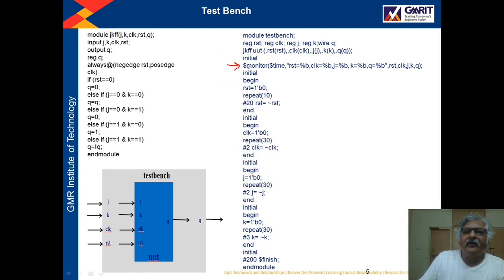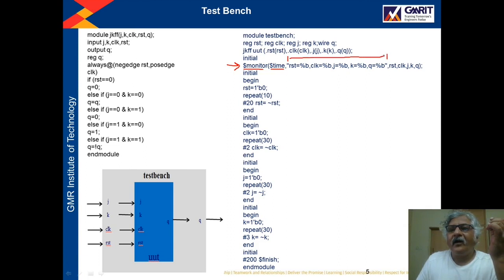Here what I am doing, $monitor is used to print the waveform. $time is used to track the simulation time. So these are the directives. Then inside the double quote, from here to here, I am mentioning the type of signals, the type of values which can be assigned to the various ports of the test bench.